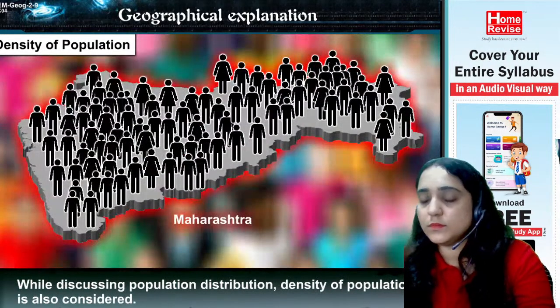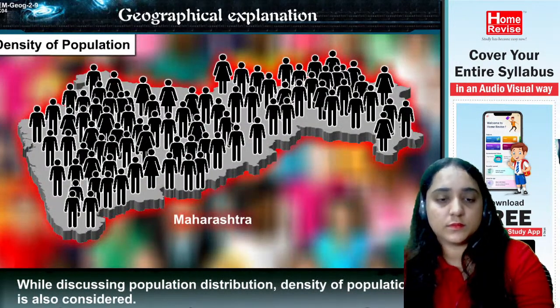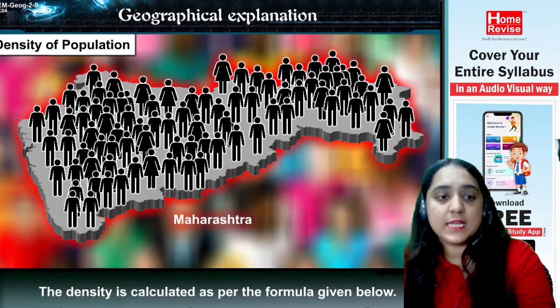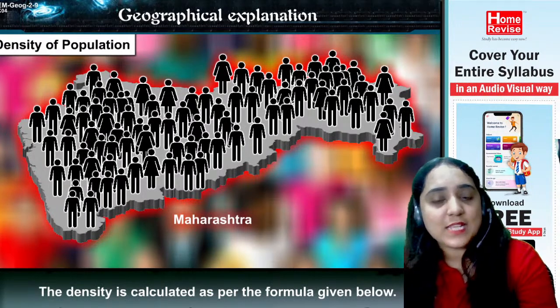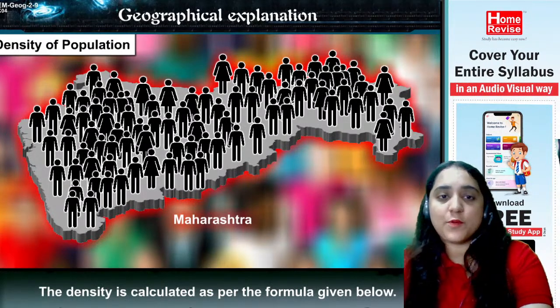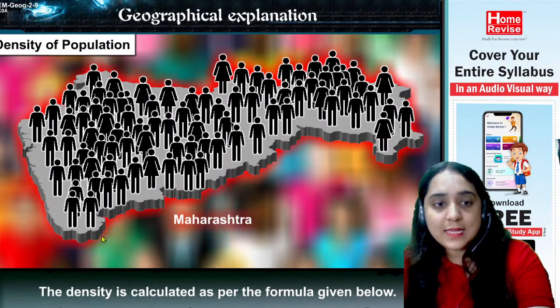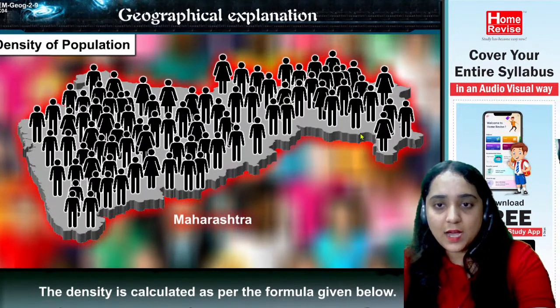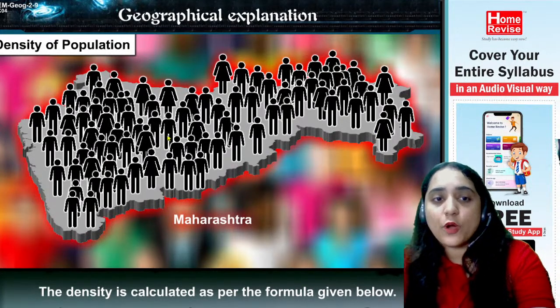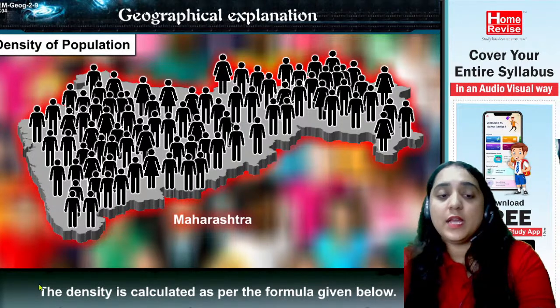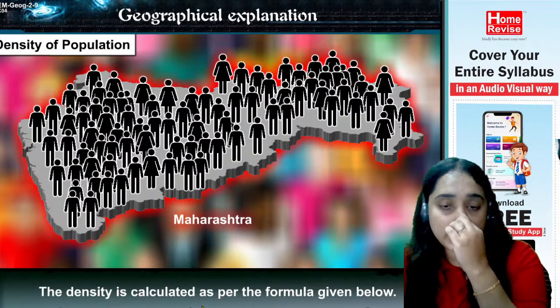The population of a country to its area is population density. While discussing population distribution, density of population is also considered. See, the density is calculated as per the given formula. We have to see the population. यहाँ पे देख रहे हो, this is the area, and upon this area, what is the population we have to calculate?